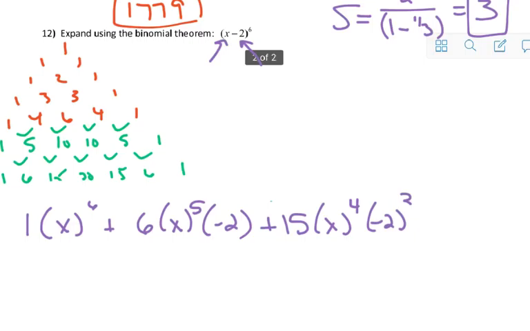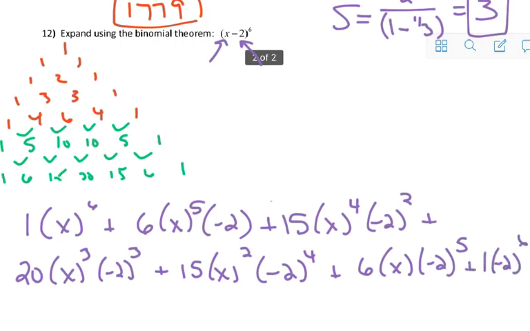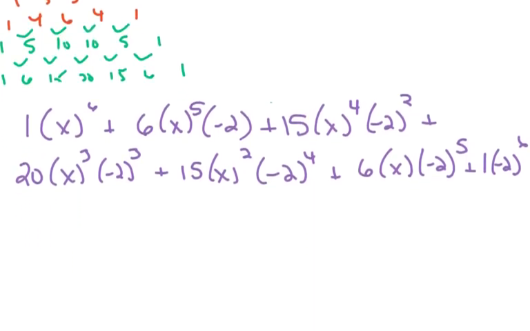All right, so now I'm at plus 20x to the third, (-2) to the third, plus 15x squared, (-2) to the fourth, plus 6x, (-2) to the fifth, plus 1, (-2) to the sixth. Remember, in each term, the exponents should always add up to 6 before you've done your simplifying. So I haven't even done the simplifying yet. This is just setting up the problem.